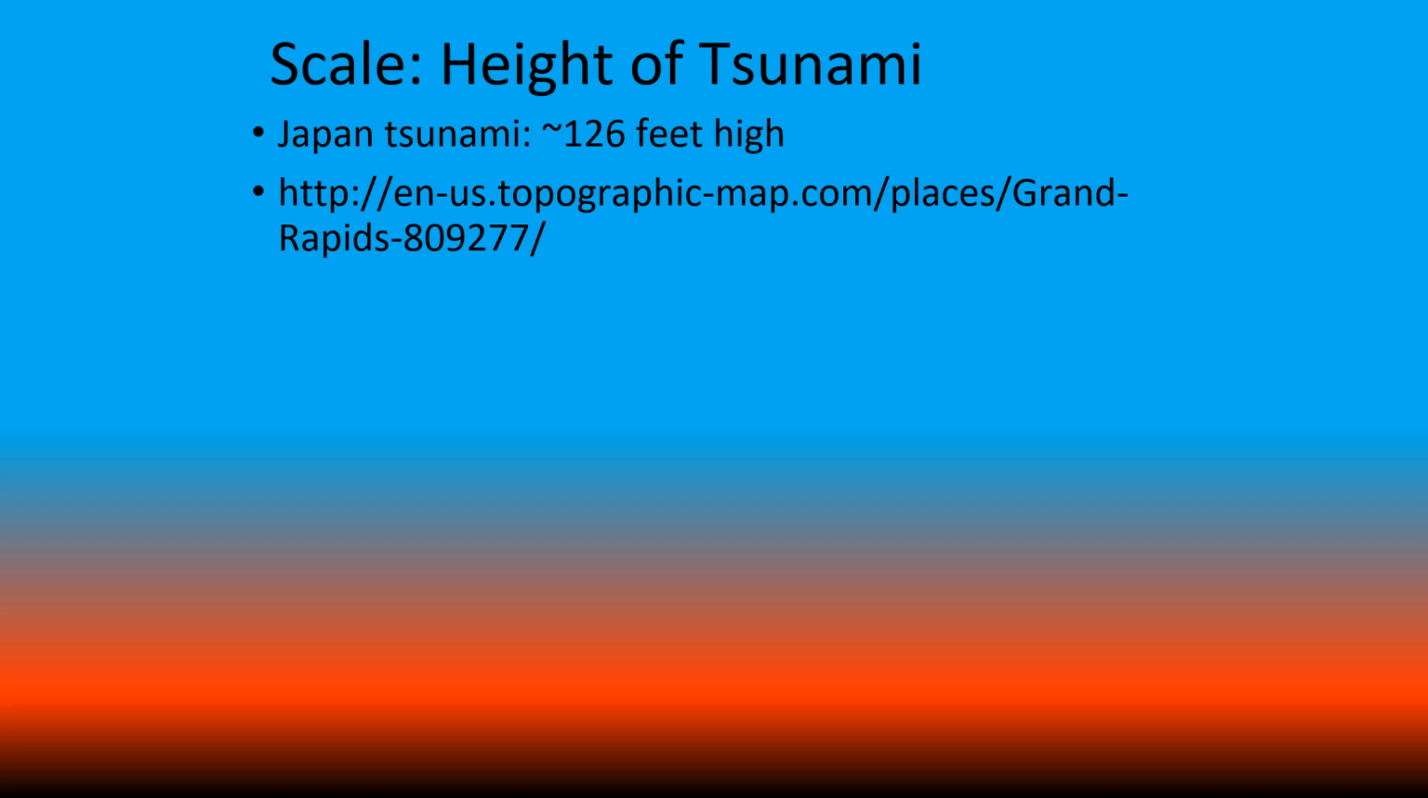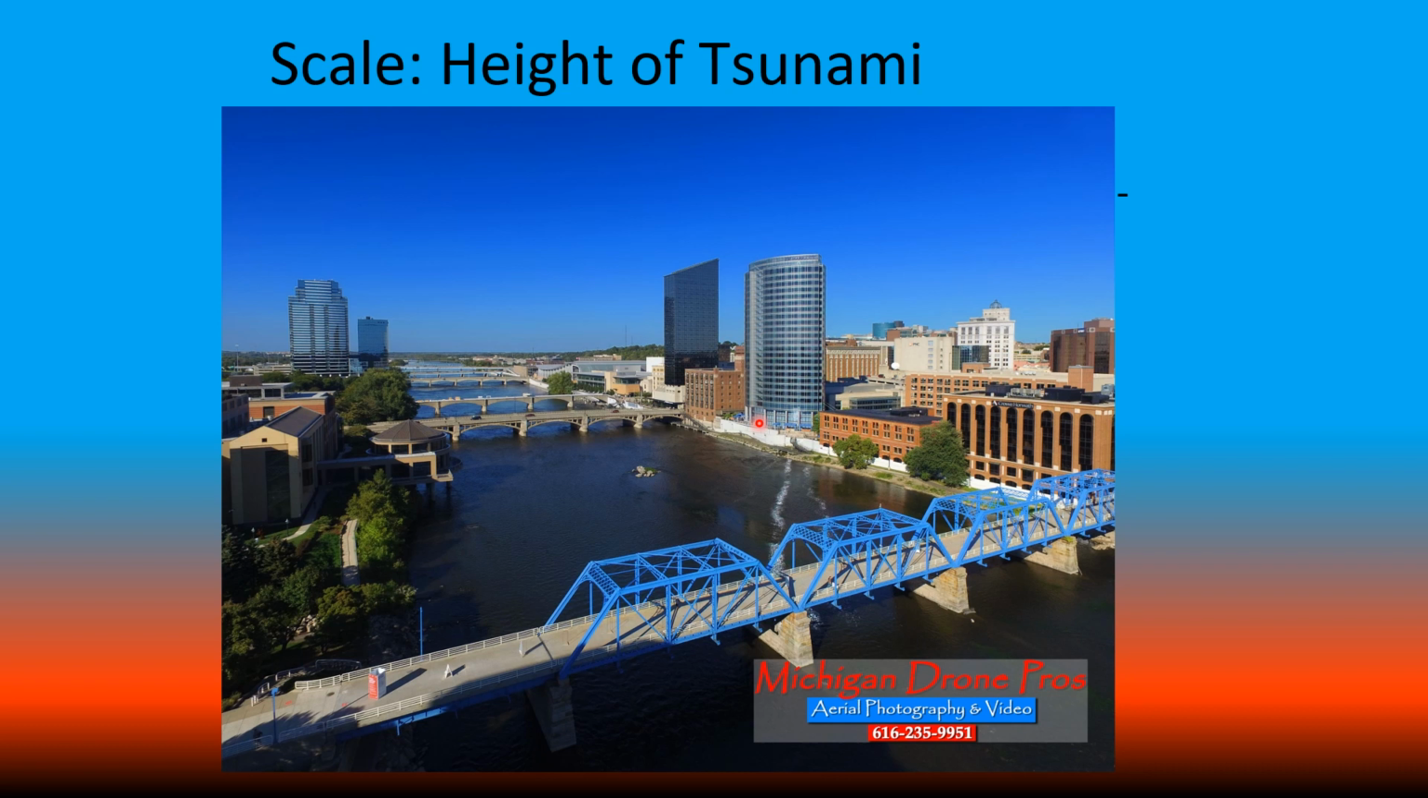That tsunami in Japan that took out Fukushima and most of the coastal cities in the northern part of Japan was 126 feet high. Here's a topo map of Grand Rapids if you wanted to see what the highest point is in Grand Rapids relative to the river, the lowest point. You can see a 126-foot-high tsunami would pretty much decimate the entire city. Our buildings down here, maybe twice that. This would mostly be covered, maybe just the tops of these buildings would be sticking out of the water.